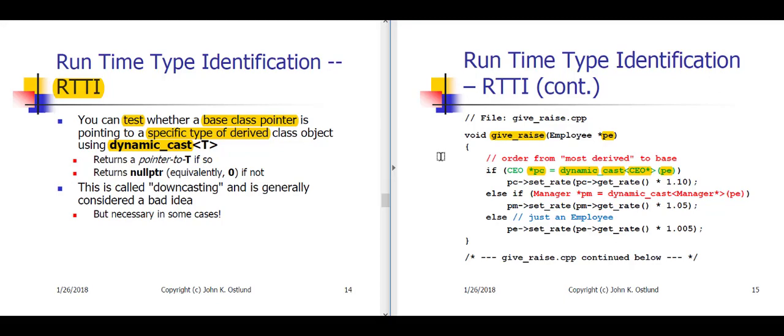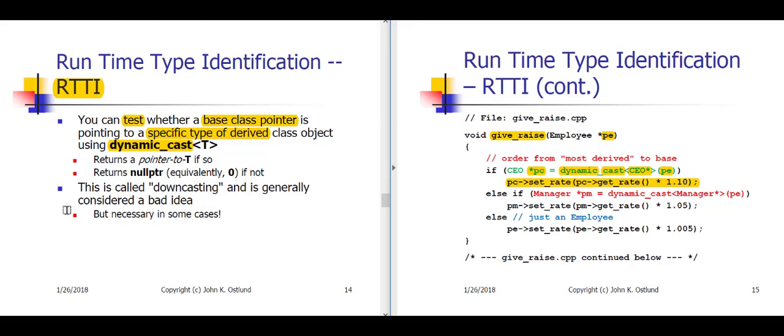Okay, so let's suppose that our pointer to employee really is pointing at a CEO. Then the dynamic_cast of the employee pointer to a CEO pointer will succeed. I'll get back a non-zero pointer to a CEO object here, and I can then call the setRate function on this pointed-to CEO. To set the raise for the CEO, I'm going to get the current rate that the CEO has and increase that by 10%. So the CEO gets a 10% raise.